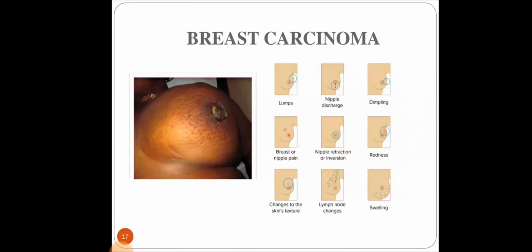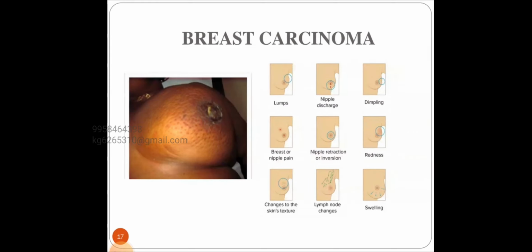So that is the treatments mainly indicated in case of breast carcinoma: surgery, radiotherapy, hormonal therapy, and chemotherapy. So that is about breast carcinoma.